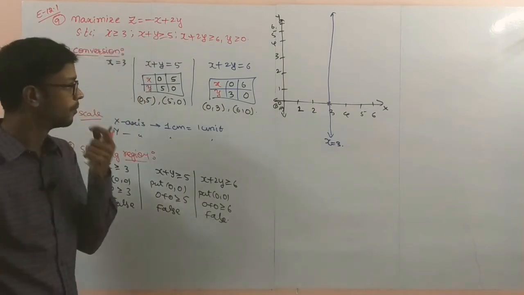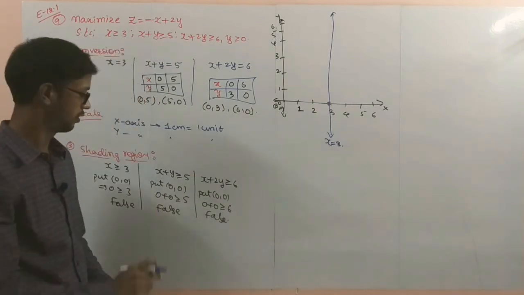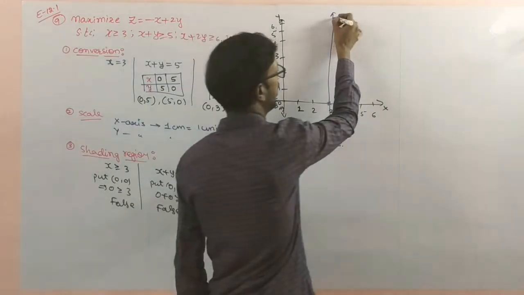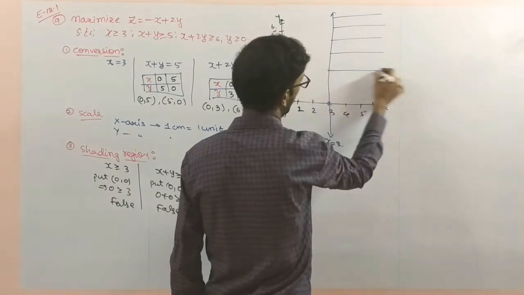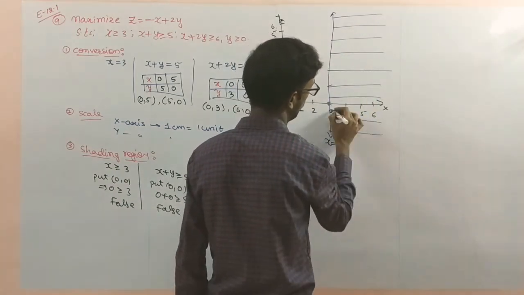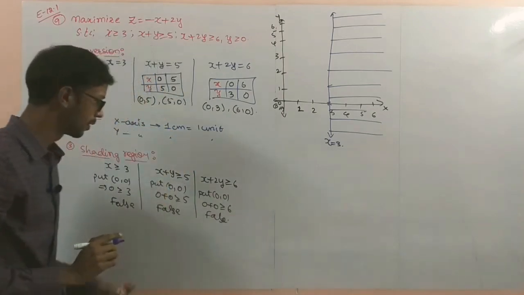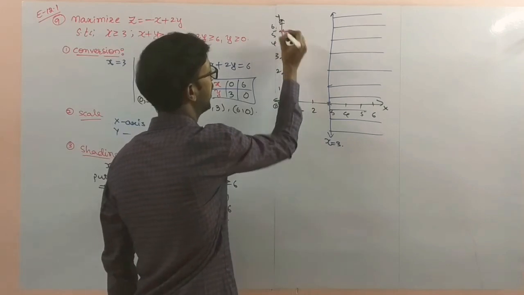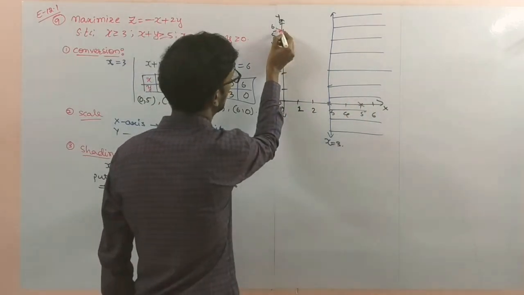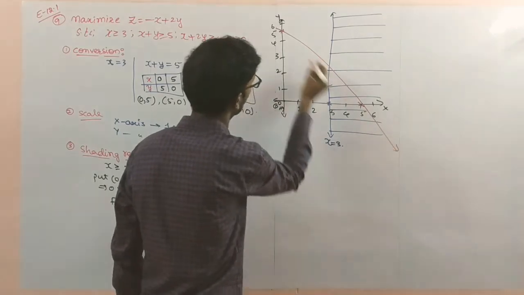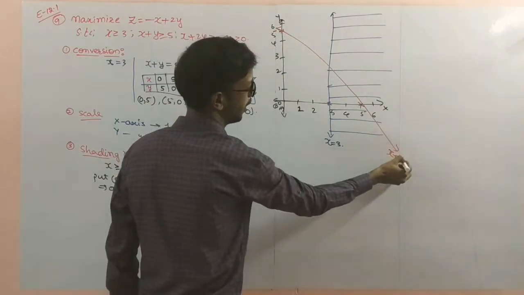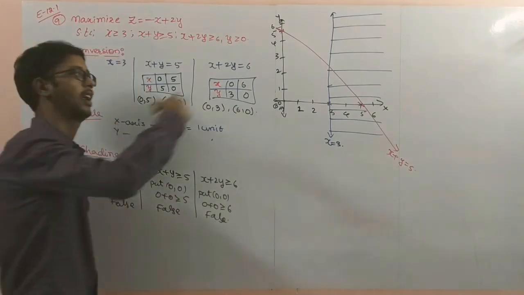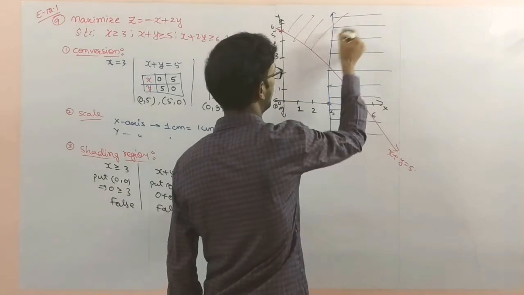Next, the second equation. The first shading will be completed, excluding (0, 0), because a false statement is there. So shade the region excluding (0, 0). Next, the second point: (0, 5) and (5, 0). Join the two points by the line. That is the x plus y equal to 5 line. Shading region: a false statement is there, excluding (0, 0), so above the line you have to shade.